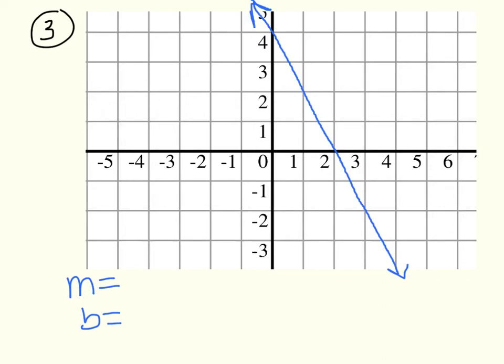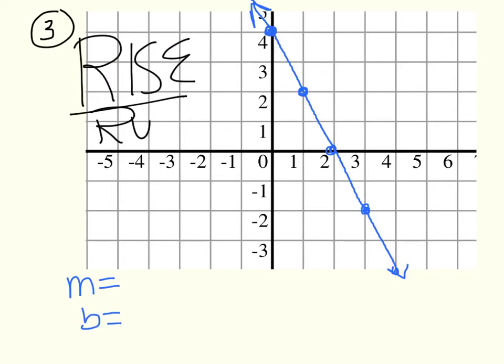Now when I look at this, I just start filling in points that I see. So I see this one, here's a point, here's a point, here's a point. So my slope, to go from one to the next, is down 2 over 1, down 2 over 1, down 2. Remember, slope is always going to be rise over run.